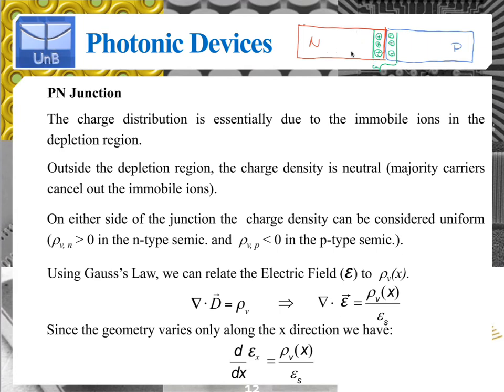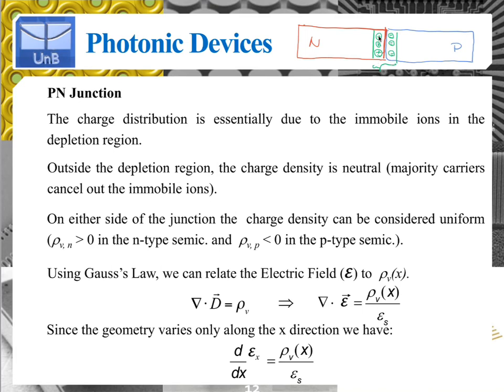So, for example, in this region right here, on the n-type side, outside of the depletion region, you have positive immobile ions, but the electrons, which are the majority carriers here, cancel out the charge of the immobile ions, because for each immobile ion you have a free electron, so the effective charge here is neutral. The same thing happens for holes on the p-type side. The majority carriers are holes, but you have negative immobile ions, and these charges cancel themselves out.